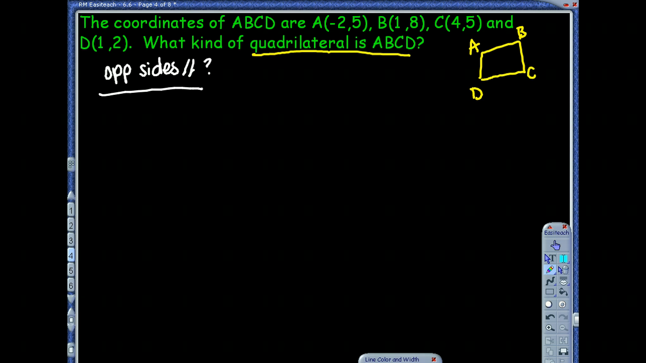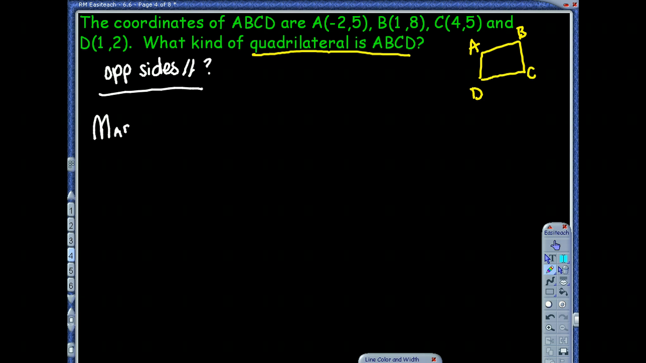Okay, so I'm just going to write down what we said we're looking for. Sometimes it helps to know where you're going, and what you're trying to prove. So opposite sides parallel. That's our question. Are they? Okay, let's find out. So to determine if they're parallel, what are we going to be looking at? We have to find the slopes. Okay, so let's do AB.